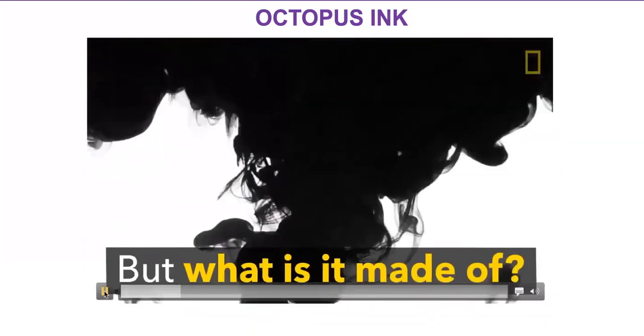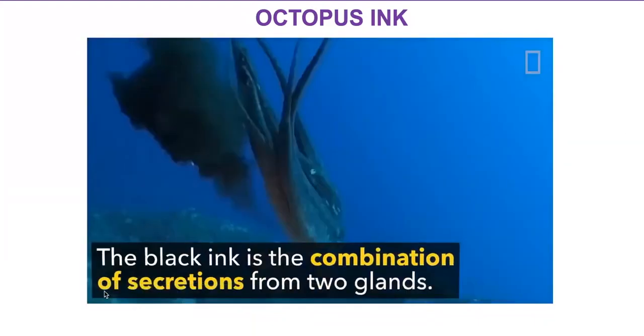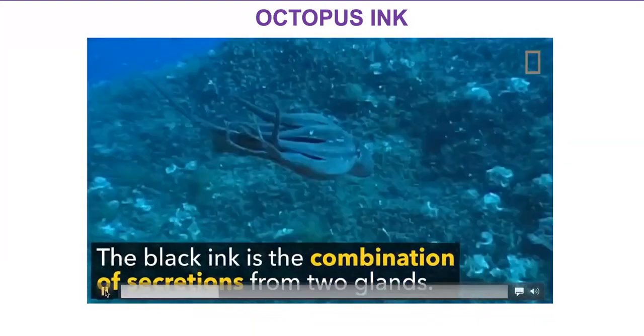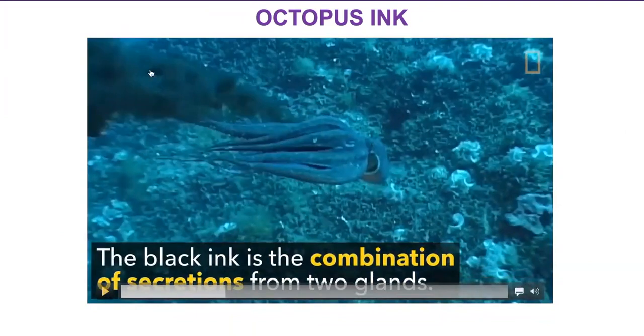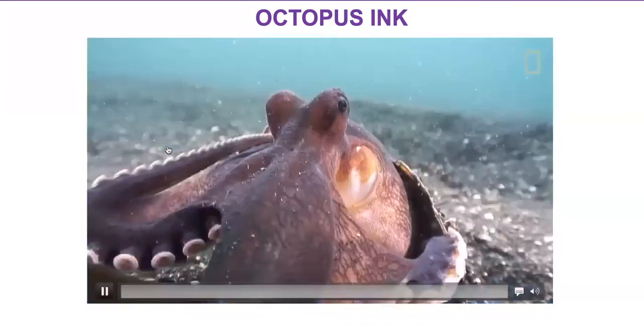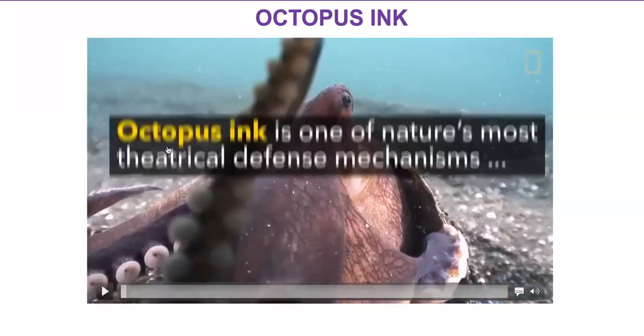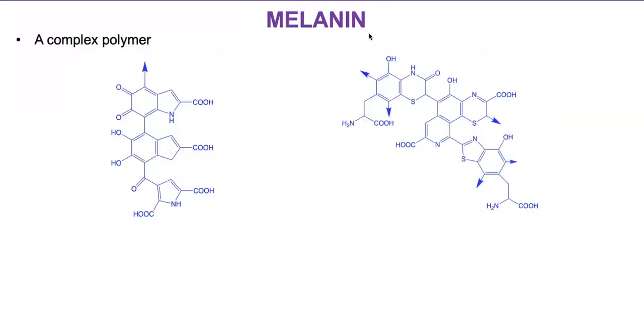This is the octopus that can shoot the ink, and it's a combination of many things. And here is an example. It shoots a thick smoke here. Interesting is, what is it made up of? And this is made up of a complex polymer that we call melanin.